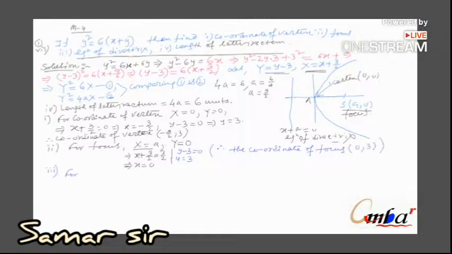Okay, now for the equation of directrix, that is capital X plus a equals 0. So put here x plus 3 by 2 plus 3 by 2 equals 0. So x plus 3 equals 0. That is the equation of directrix.